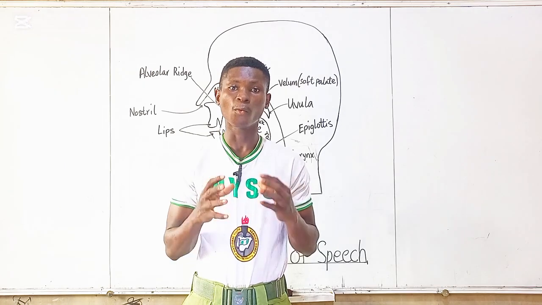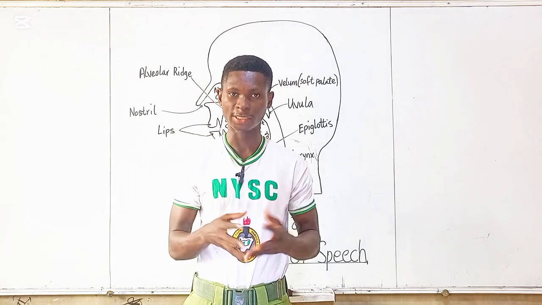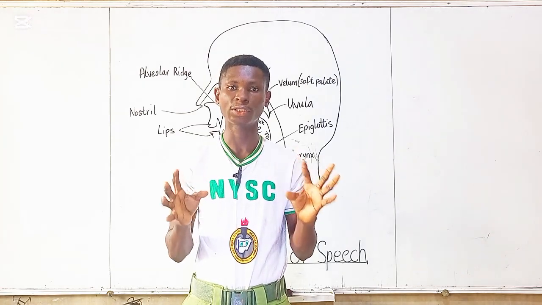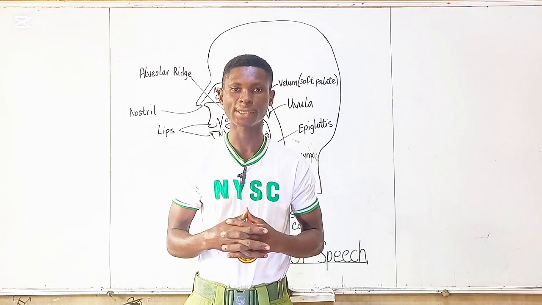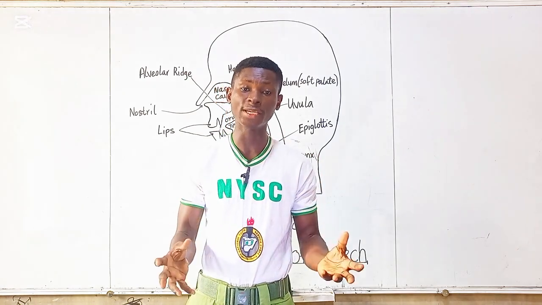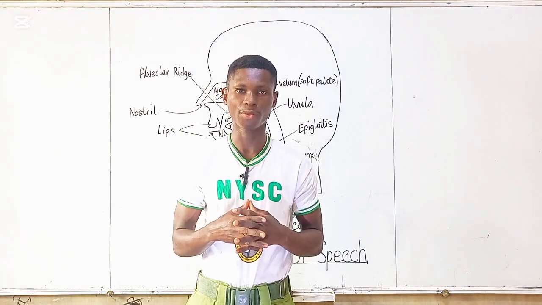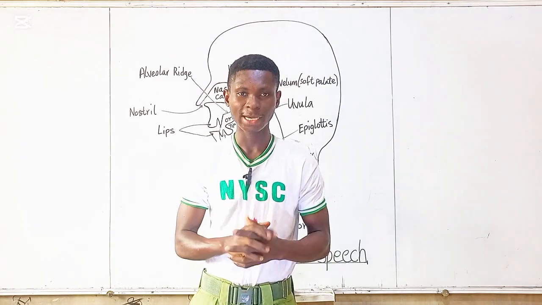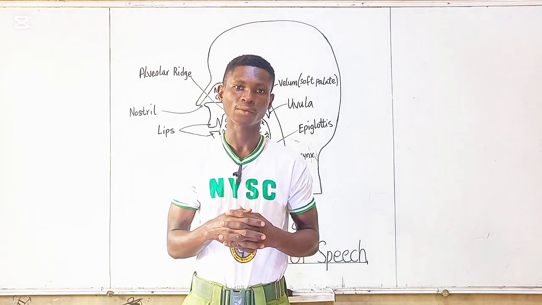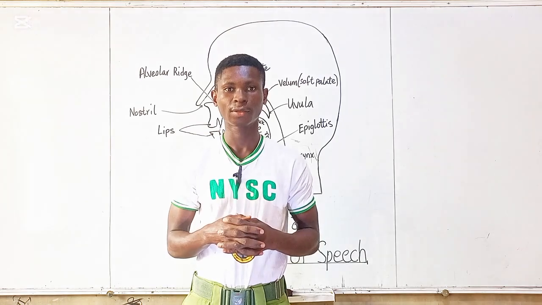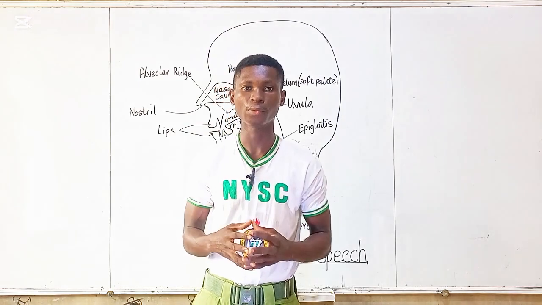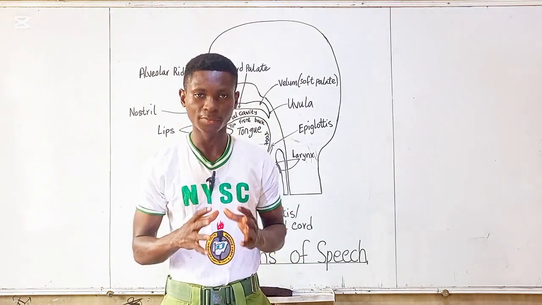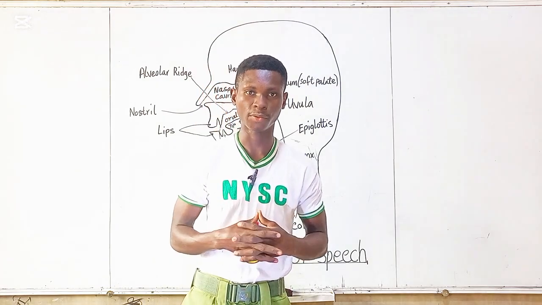That is to say, we are able to speak fluently because we have well-functioned organs of speech in the mouth. So, what are these organs of speech in the mouth? That's what we want to delve into now. So, I have here a diagram with labels which I'm going to use to explore this lesson. So, I'd like you to pay apt attention as we delve into this.